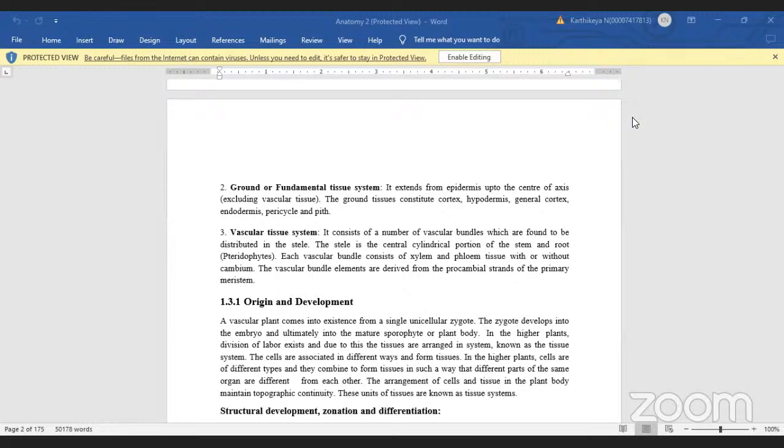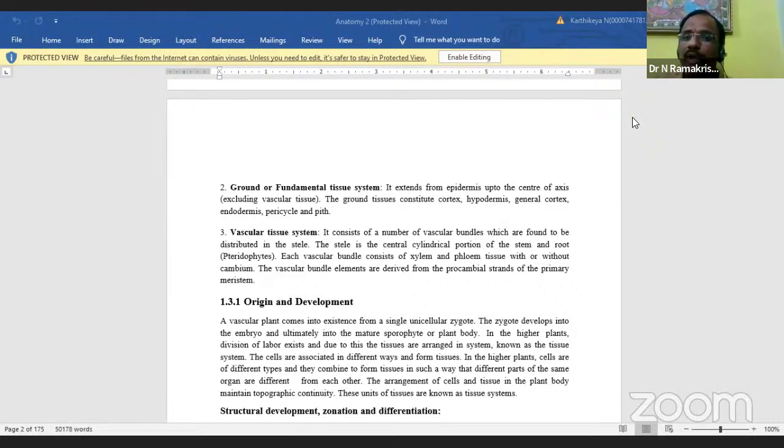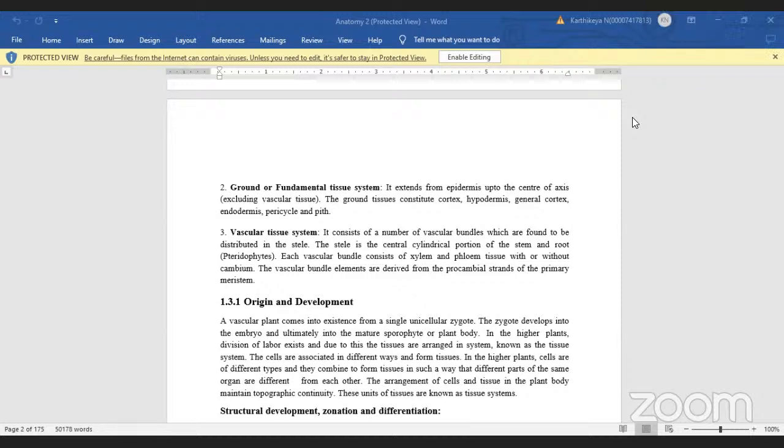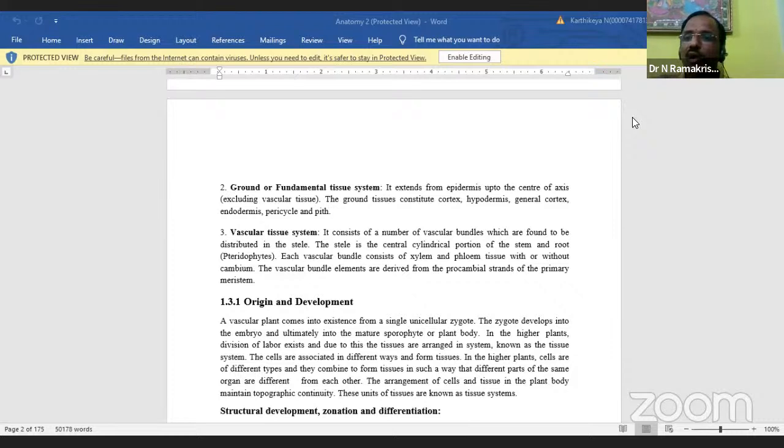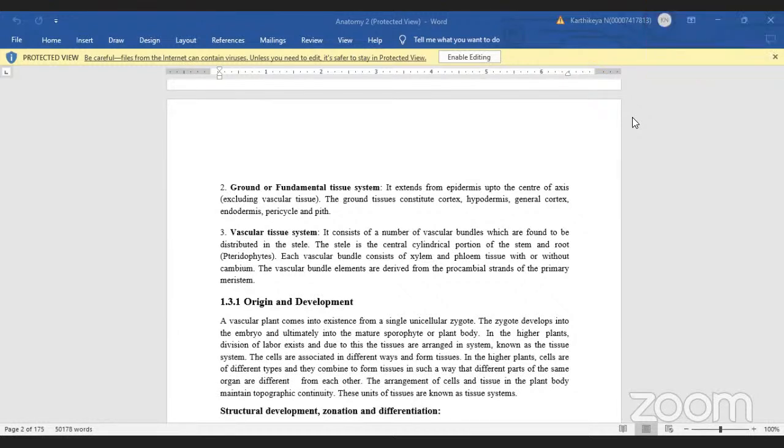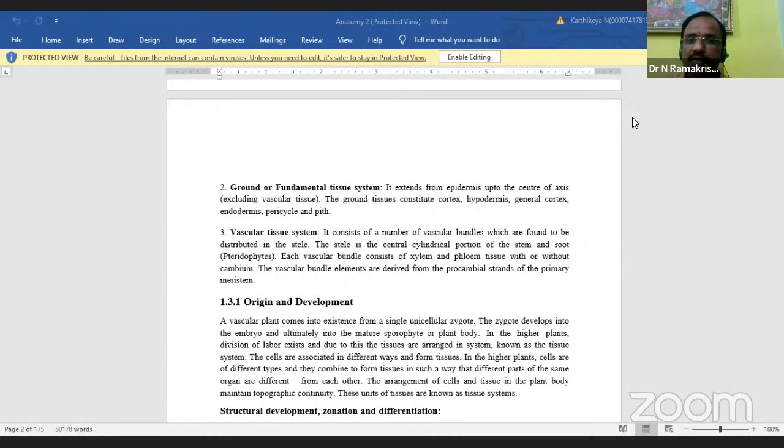First one is epidermis. Already we have completed it. Below the epidermis, above the stele, all together we call that the cortex. Is it clear now? Yes, sir. Here we call this the general cortex. In this we are looking at pericycle, primary medullary rays and pith.